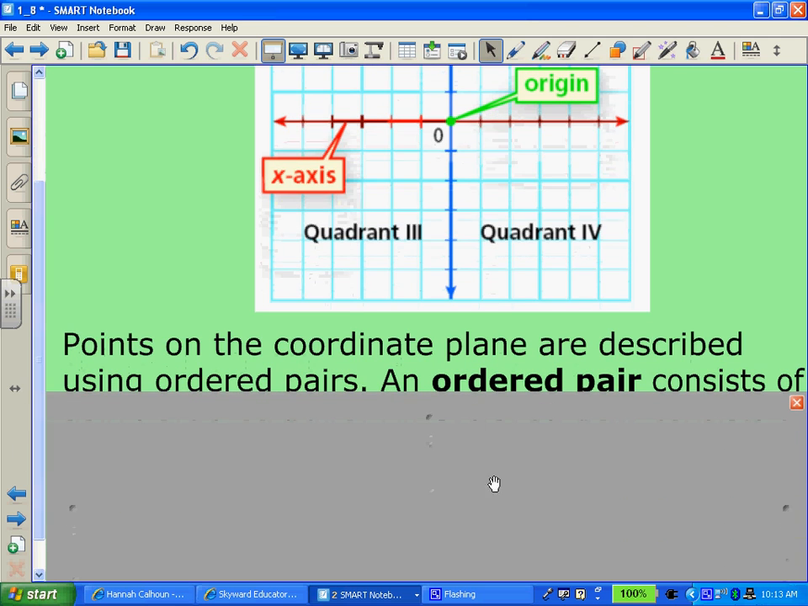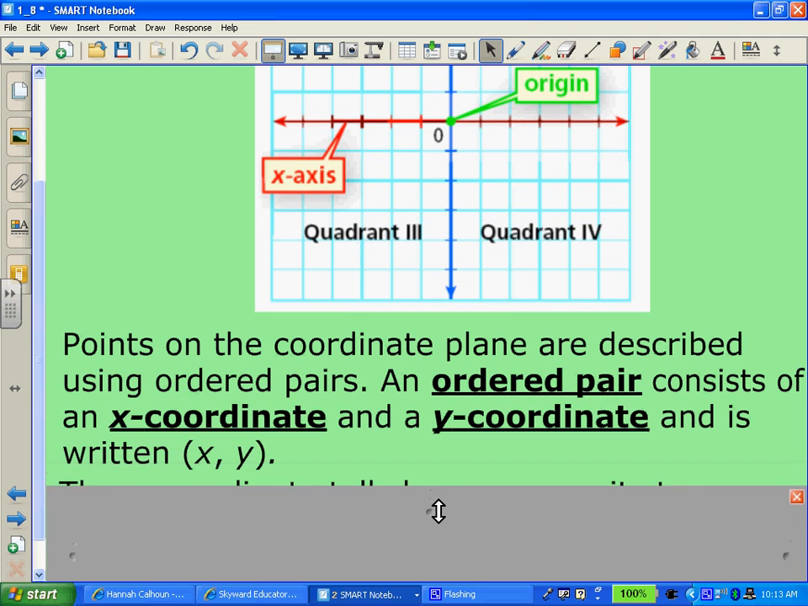Now within the coordinate plane, we use what we call ordered pairs. Ordered pairs have an x coordinate and a y coordinate, and they're usually written (x, y). Now the biggest mistake that comes up here is people don't remember which comes first. I just remember that x comes before y in the alphabet, so it comes before y in the ordered pair. (x, y).